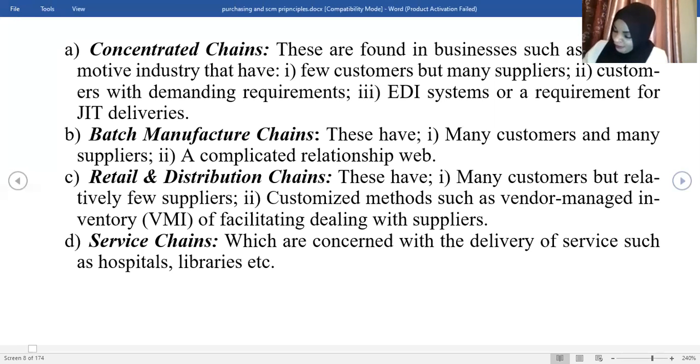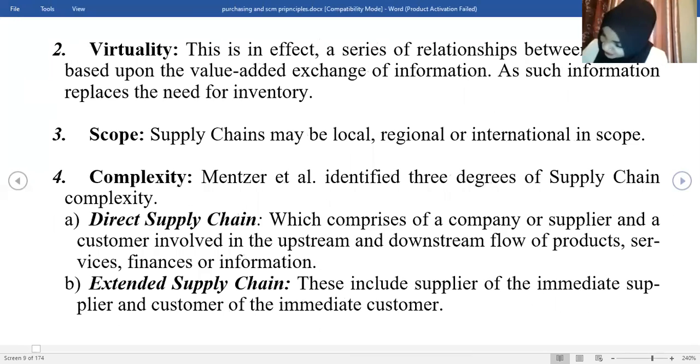Okay, I understand. Any question? The other part of service chain. How about airlines? Yeah, airlines are also service. Even the transportation industry, that is a service they give you.